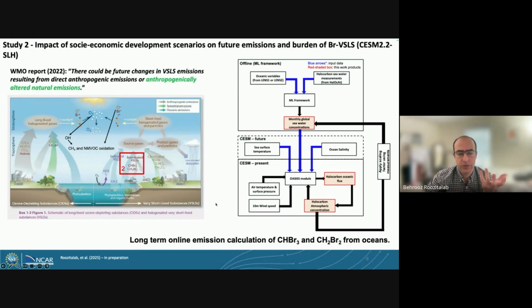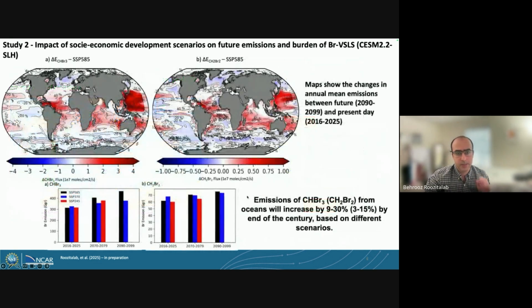And then we used the air-sea exchange, air-sea transfer module within the CSM and the SLH model to calculate the emissions of these compounds and their impact on the atmosphere. So here I'm showing the results for the changes of bromoform on the left map and dibromomethane on the right at the end of the century.